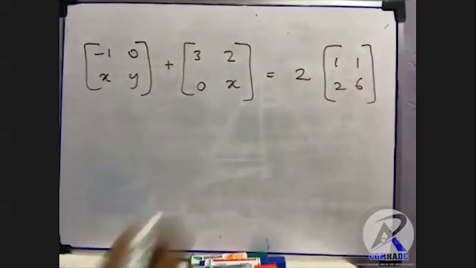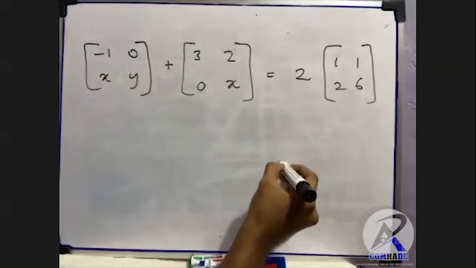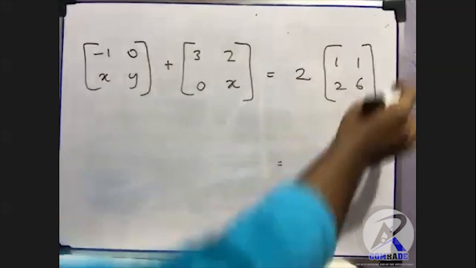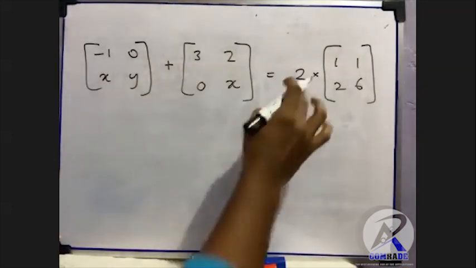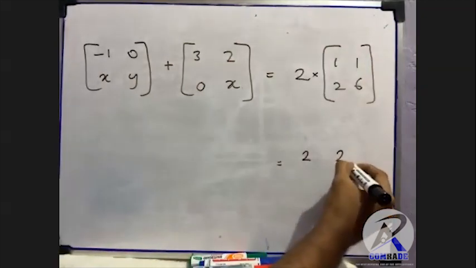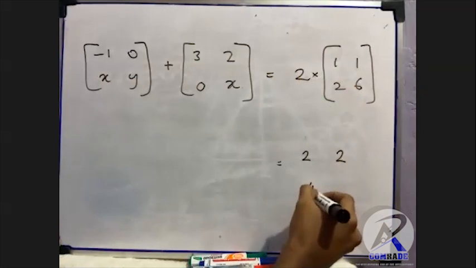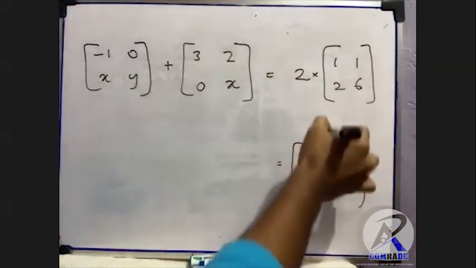Okay. So this means 2 into something, right? So I'm writing this as an answer like this. 2 into 1, this means this mark, right? So 2 into 1, 2. 2 into 1, 2. 2 into 2, 4. 2 into 6, 12. So that is the answer for this, right?